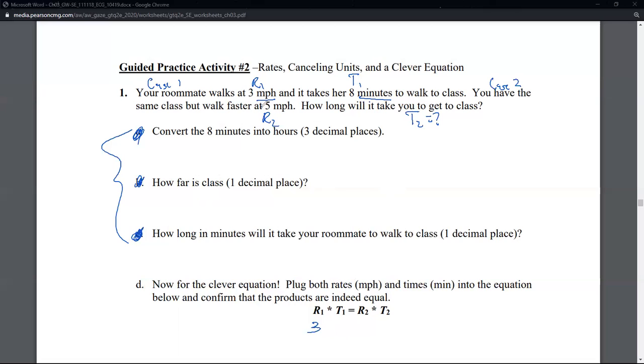So I'm not going to even put the units, just the 3. The T1 was the 8, so that's times 8 equals R2. We know it's 5, but we don't know T2. That's our unknown. Well, 3 times 8 is 24, so that's 24 equals 5T2. You're then going to divide both sides by 5.